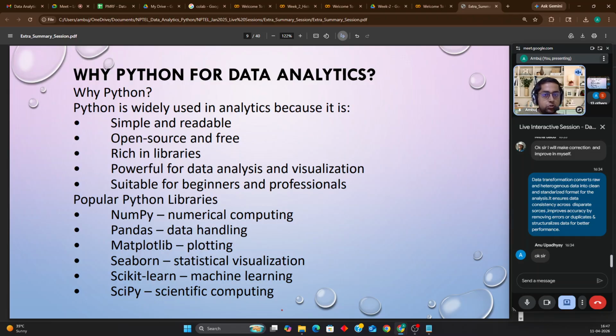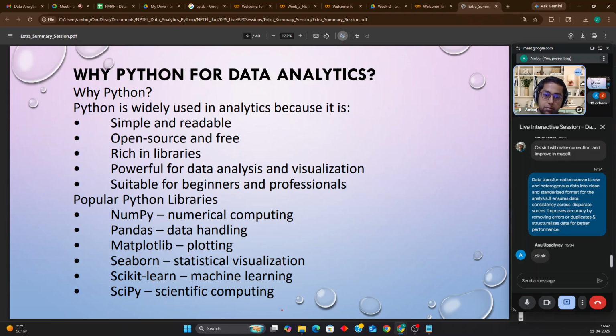Why is Python used for data analytics? Python is widely used in data analytics because it is simple, readable, open source, rich in libraries, powerful for data analytics and visualization, and suitable for beginners and professionals.